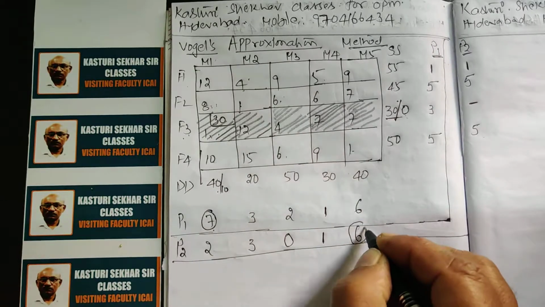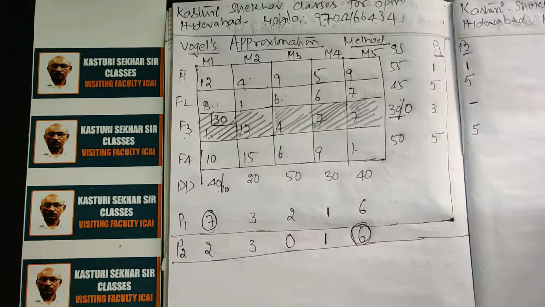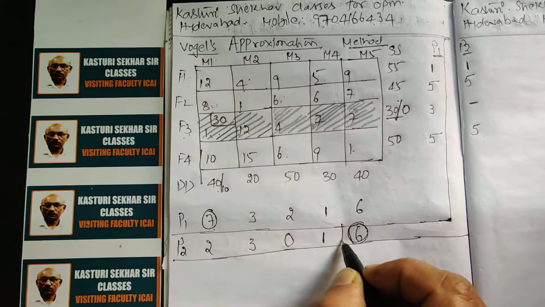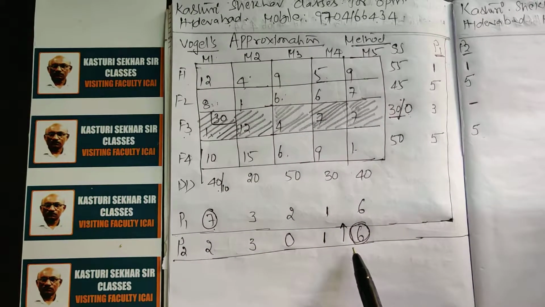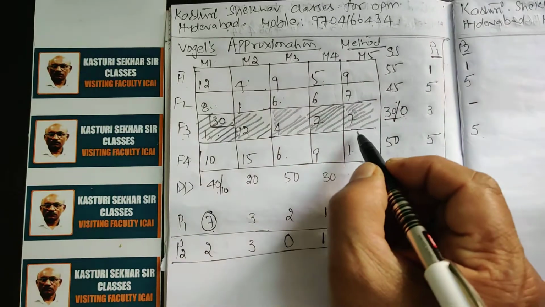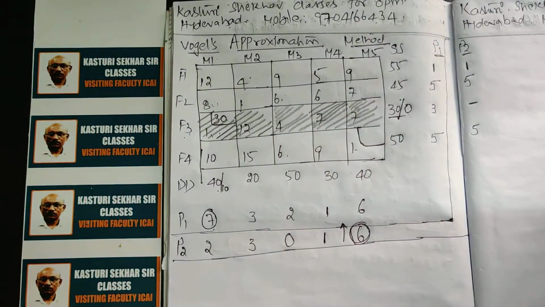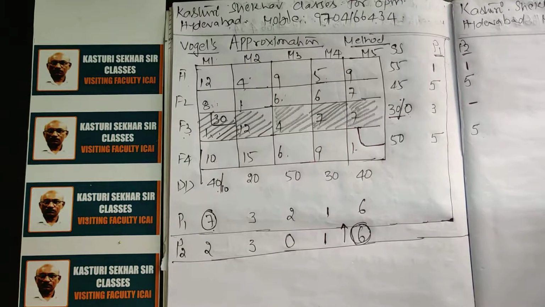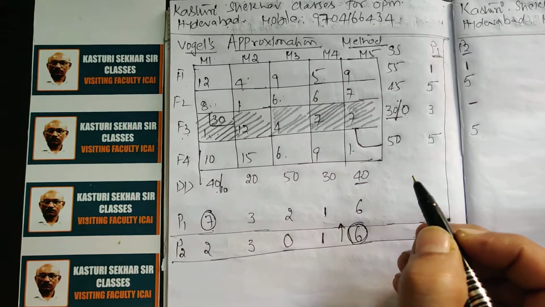6 rupees, it is column wise. Highest penalty is 6 rupees, sir, it is column wise. After identifying the highest penalty, corresponding to this highest penalty, what is the least value? 1 rupee. How many units are required in this market?